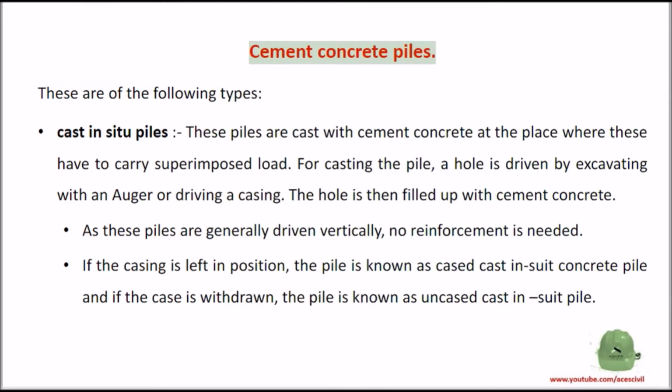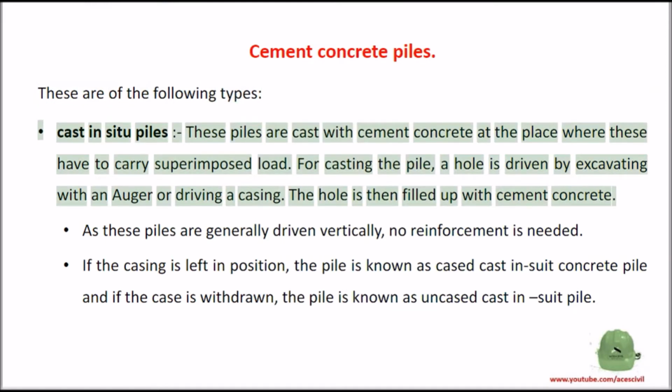Cement concrete piles. These are of the following types. Cast in situ piles. These piles are cast with cement concrete at the place where they have to carry superimposed load. For casting the pile, a hole is driven by excavating with an auger or driving a casing. The hole is then filled up with cement concrete.